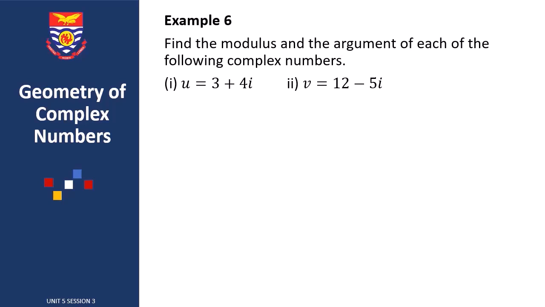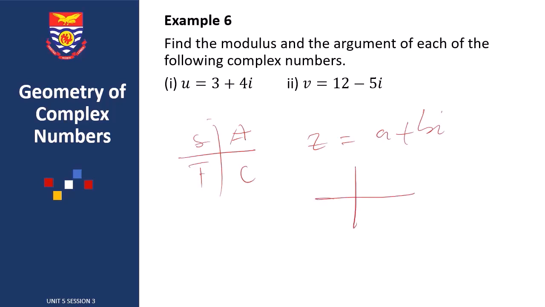We have the first, second, third and fourth quadrants. We use the acronym CAST: C for cos, A for all, S for sine, T for tangent. So the quadrants in which they lie are very, very important. You have z equals a plus bi, and the signs of b and a determine the quadrant in which it lies.